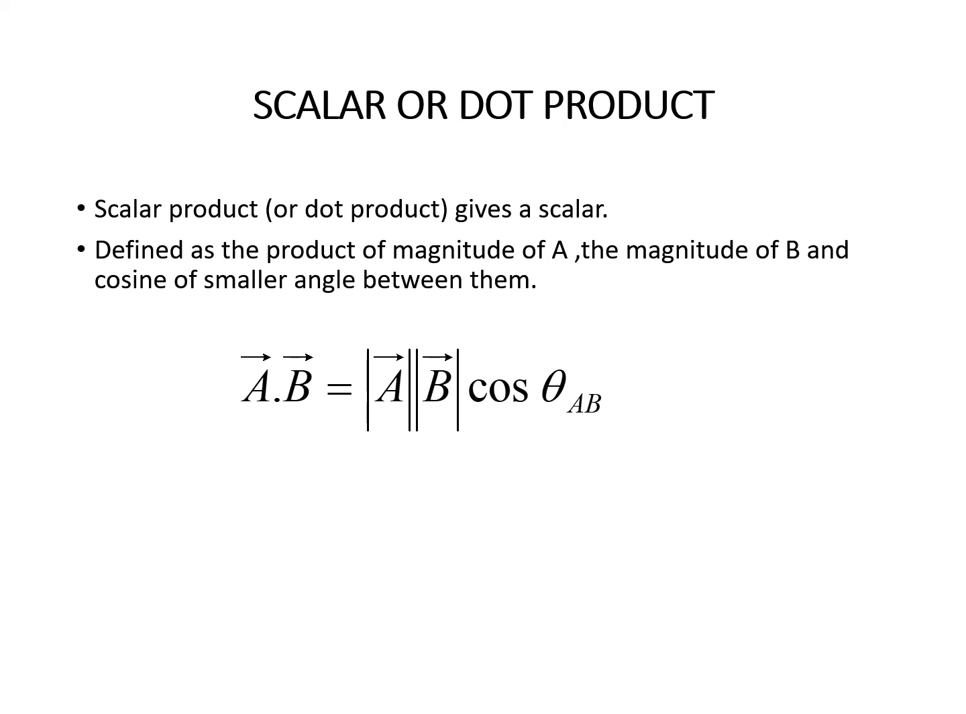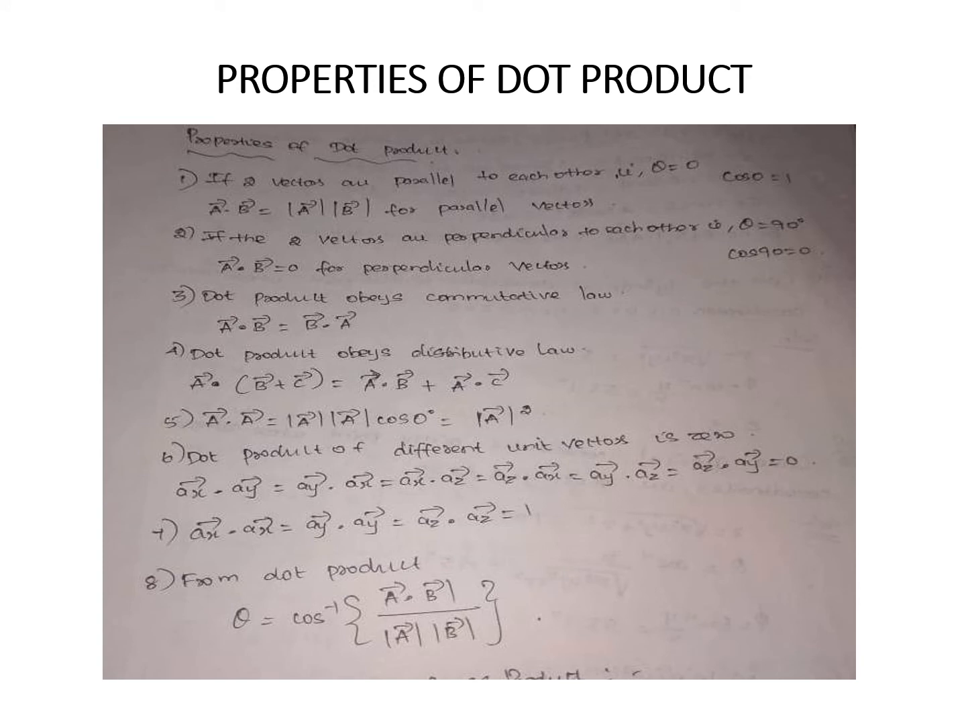Properties of dot product. First property: if two vectors are parallel to each other, then angle theta is equal to 0. So cos 0 is equal to 1. So from the formula, A vector dot B vector is equal to magnitude of A vector, magnitude of B vector into cos theta. Here theta is equal to 0, cos theta is equal to 1. So A vector dot B vector is equal to magnitude of A, magnitude of B for parallel vectors.